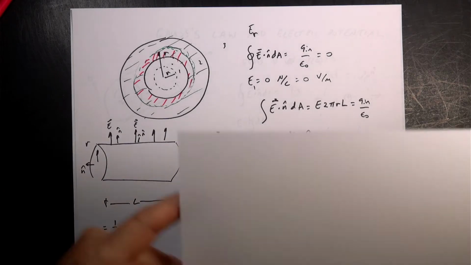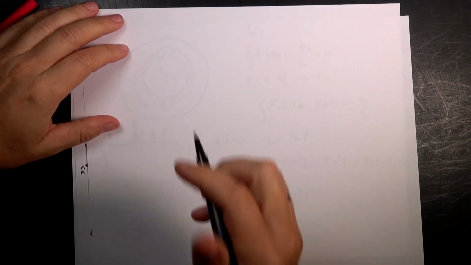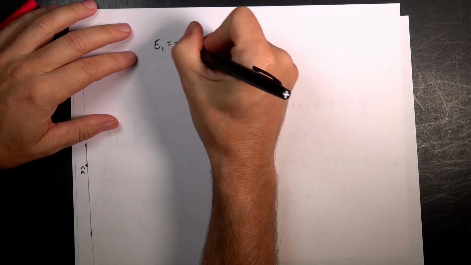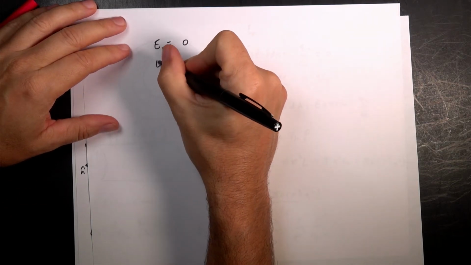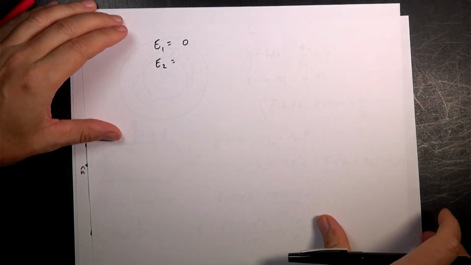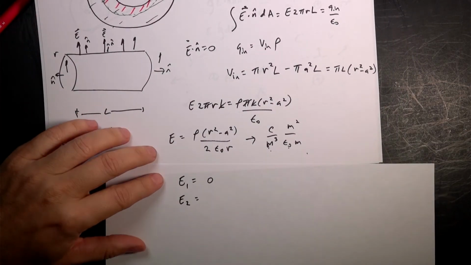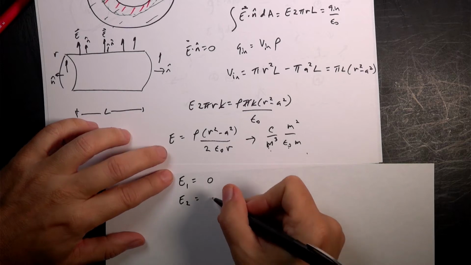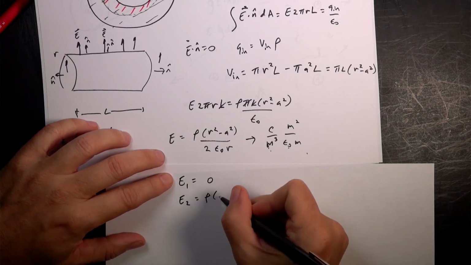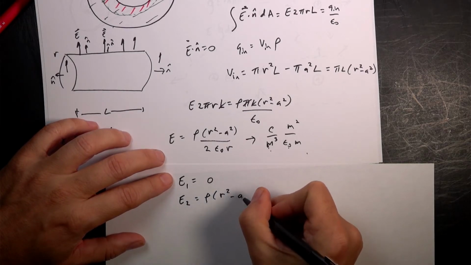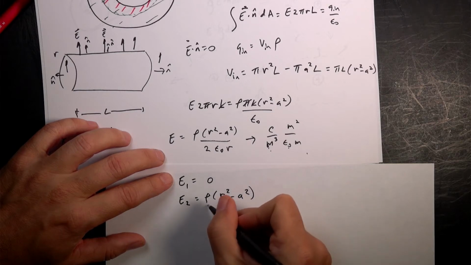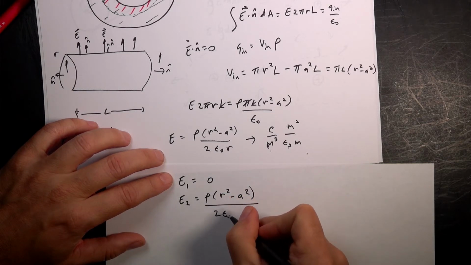It is important. So I have E1 equals 0, and then E2 equals this thing right there. And this is a function of r. So it's rho times r squared minus a squared over 2 epsilon naught r.